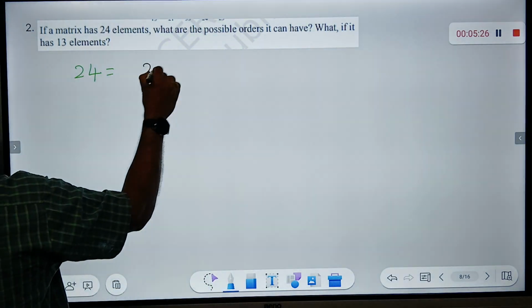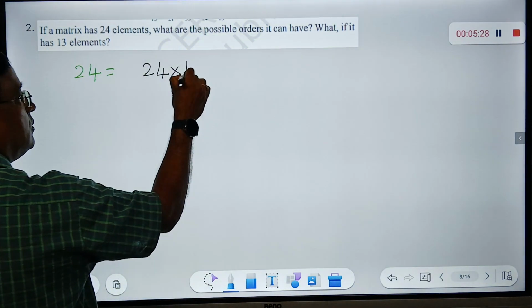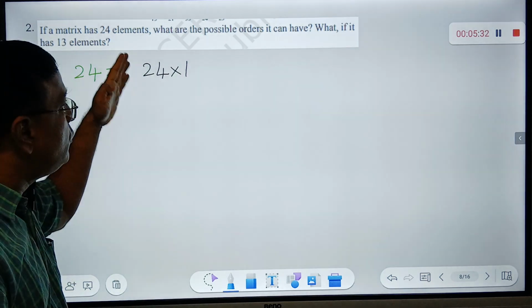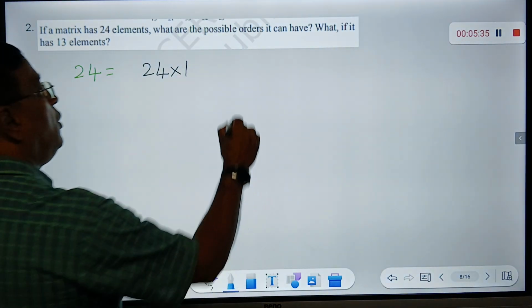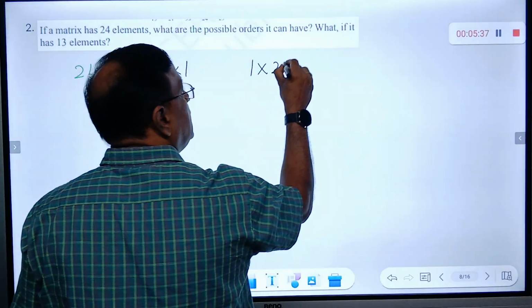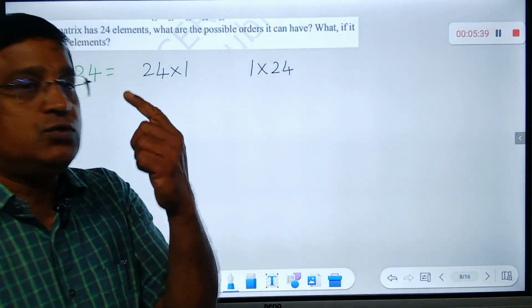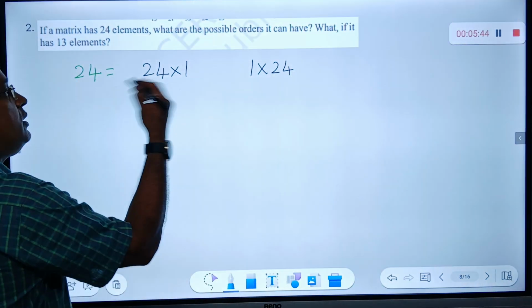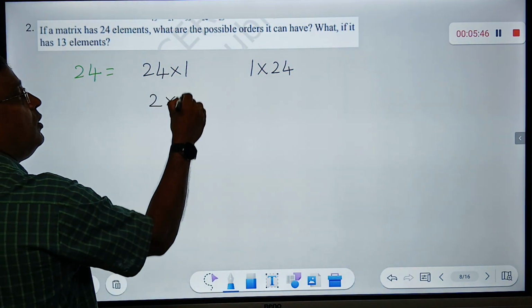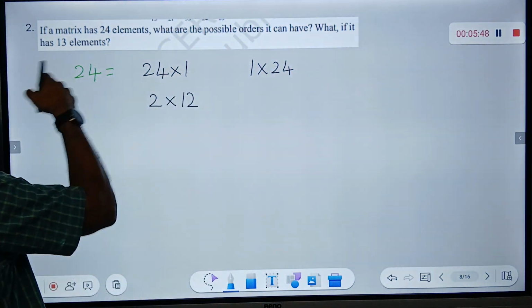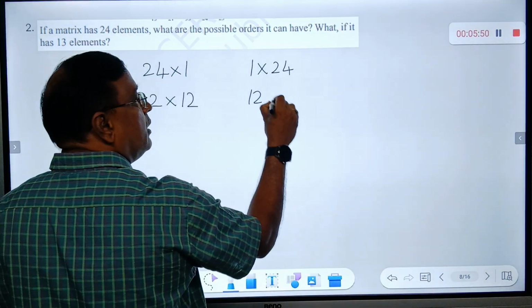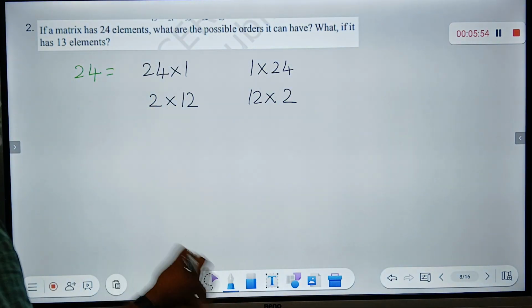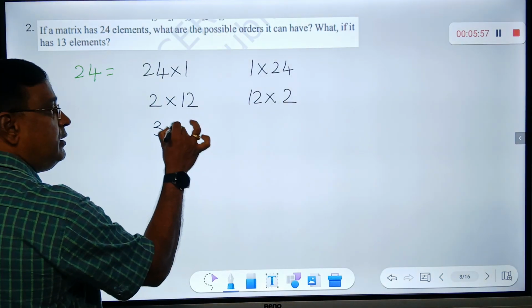You can have 24 into 1. What type of matrix is this? It's a column matrix because it has 24 rows and 1 column. Or you can have 1 by 24. What is the meaning of 1 by 24? It has 1 row and 24 columns. It's a row matrix. What is the other possibility? 2 by 12. 2 by 12 is 24. Or it can be 12 by 2. Correct? One more, try. 3 by 8.